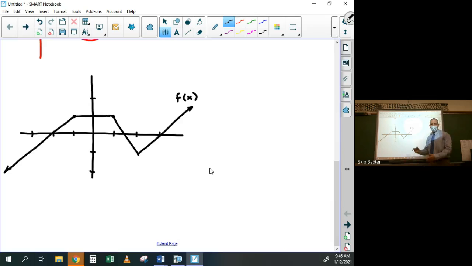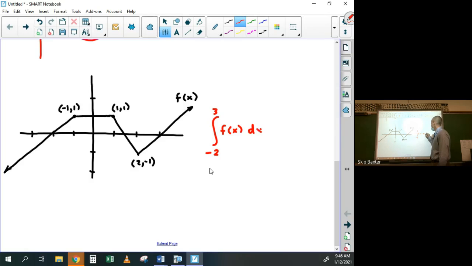So points look like where they are, and they actually are. So this point is actually at negative 1, 1. This point is at 1, 1. This point is at 2, negative 1. And everything else is just where. So suppose we wanted to find the definite integral from -2 to 3 of f of x dx.